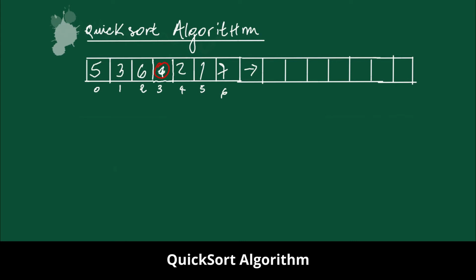Now, there are two things that we need to check. We need to check how many elements are lower than our median, that is the pivot, and how many are greater. In this case here, we have 1, 2, 3, 3 elements that are lower than 4, and 5, 6, 7, 3 other elements that are greater than 4. Now, we are going to create two sub-arrays, one with 3 elements on the left side and another one with 3 elements on the right side.